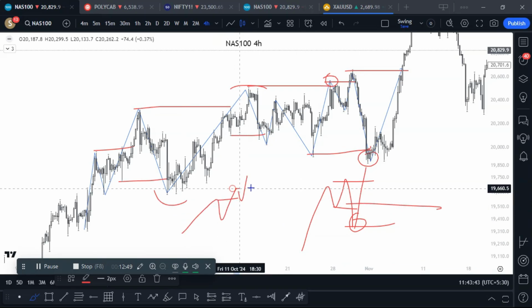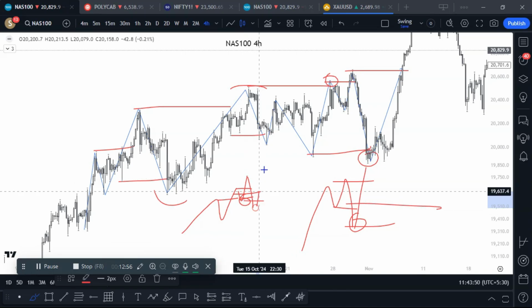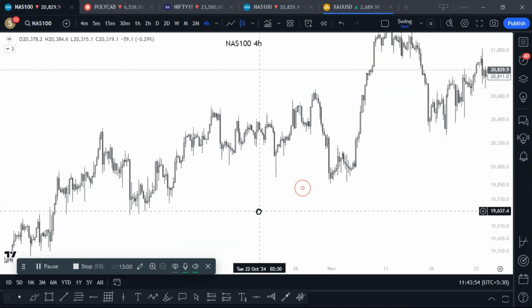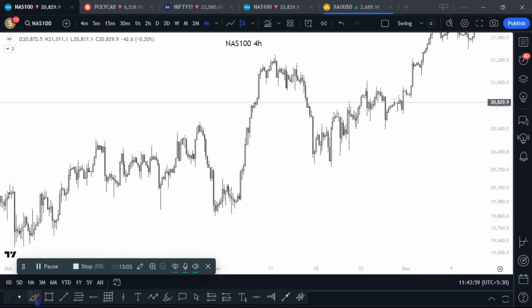Whenever price does this and just takes a pullback, never ever trade from this area. This is a smart money trap. Then price will take this out and you will get liquidated, and then price will move in your favor. This is the major issue people face. They know the direction, but they get liquidated.